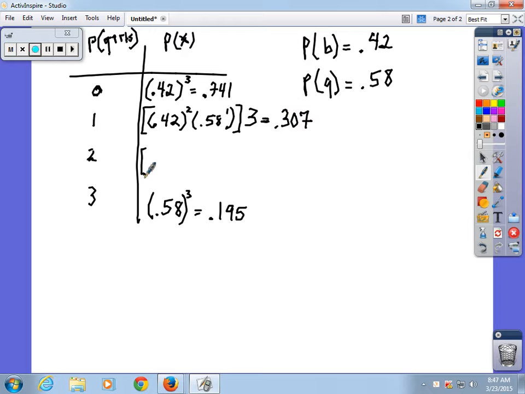Two girls would be what? 0.58 to the 2nd power, and 1 boy, 0.42 to the 1st power, times 3, because there's 3 events there happening. And what does that come out to be?